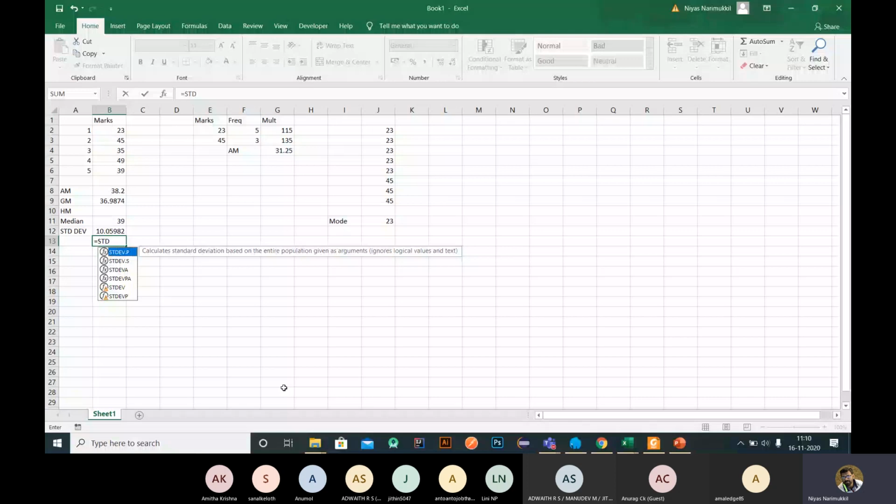So it is better to go for the population version if we have not taken samples, that is, if this is our entire data. Then directly go for the P version. That is standard deviation and variance. Any question?